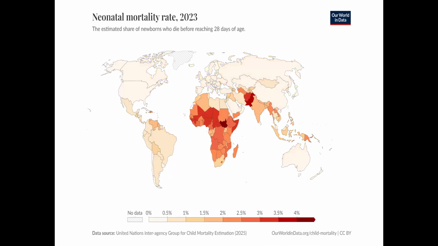This is the neonatal mortality rate map. Data is from 2023, and the neonatal mortality rate is a serious issue in Pakistan. You can see that the color of our map is really darker. It's from 3.5 to 4%, and only one or two countries are facing the problem more than Pakistan. Otherwise, all of the countries are more or less in a better condition than our country.